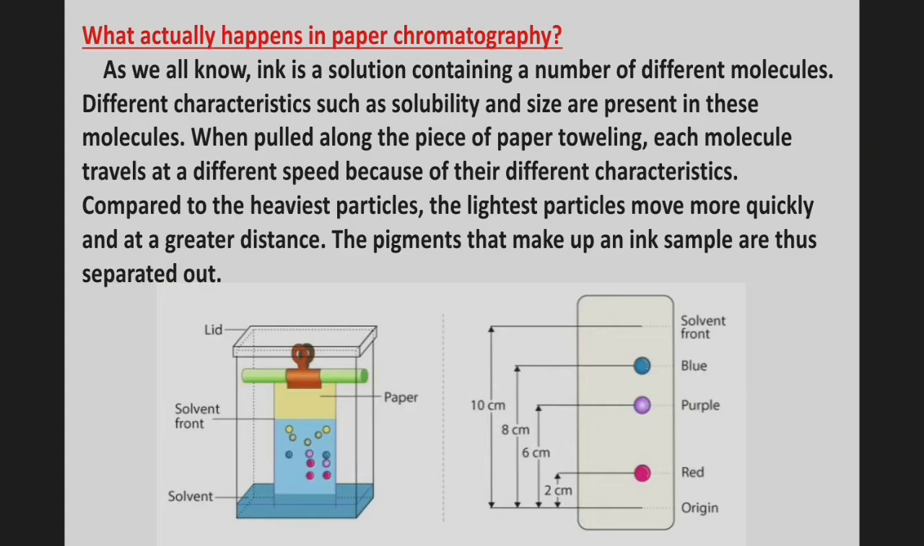Then, what actually happens in paper chromatography? As we all know, ink is a solution containing a number of different molecules, with different characteristics such as solubility and size. When pulled along the piece of paper toweling, each molecule travels at a different speed because of their different characteristics. Compared to the heaviest particle, the lightest particle moves more quickly and to the greatest distance. The pigments that make up the ink sample are thus separated out.